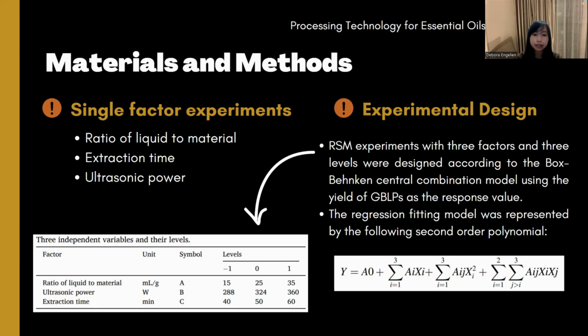Y equals A0 and so on, where Y is the predicted response value, and Ai, Aii, and Aij are the primary term coefficients, quadratic term coefficients, and interaction term coefficients respectively. Xi and Xj are independent variables.